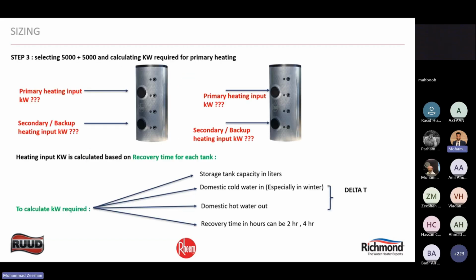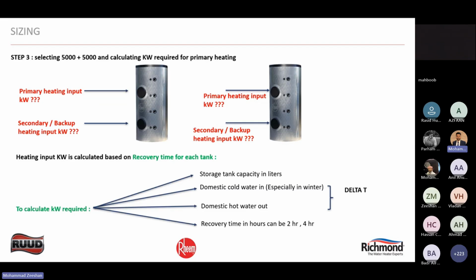Now we have selected, let's say, I don't like to do 1 into 10,000 liters tanks unless there is a space constraint and I'm forced to do it. It's easy to ship two 5,000 liter tanks. So I prefer two 5,000 liters tanks.